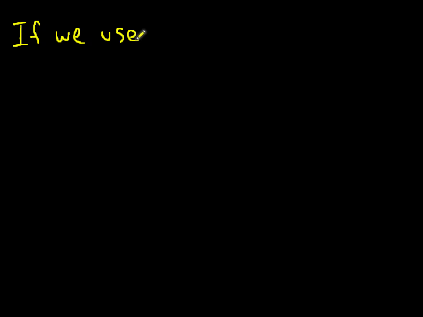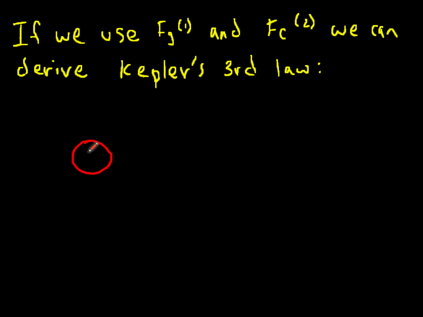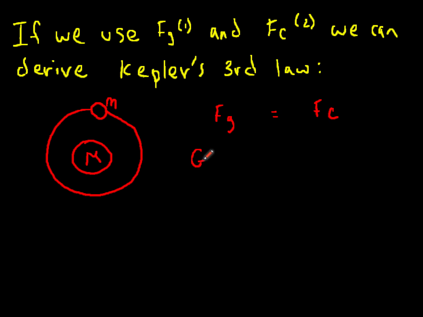If we use the force of gravity formula, which is formula number 1, and the second formula for centripetal force, we can prove Kepler's third law. Whenever you combine formulas to create a new one, we call this deriving. So in this example, we're going to derive Kepler's third law. Remember, Kepler's third law is for an object in orbit around a planet or sun. We're going to use capital M for the planet or sun and little m for the object in orbit.